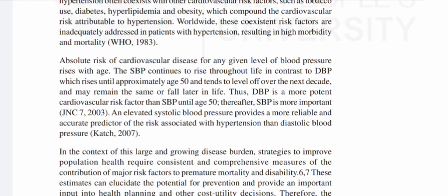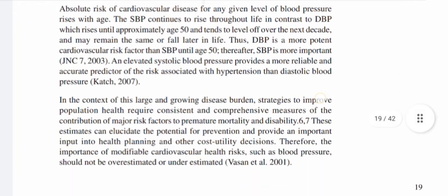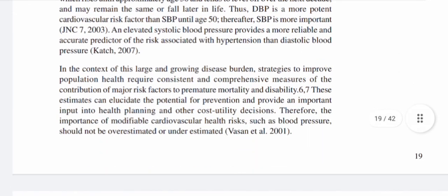JNC 7 2003. An elevated systolic blood pressure provides a more reliable and accurate predictor of the risk associated with hypertension than diastolic blood pressure. Catch 2007. In the context of this large and growing disease burden, strategies to improve population health require consistent and comprehensive measures of the contribution of major risk factors to premature mortality and disability.